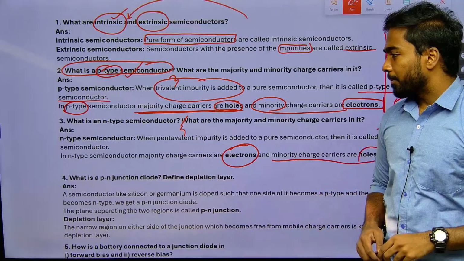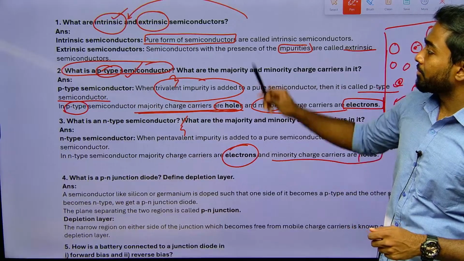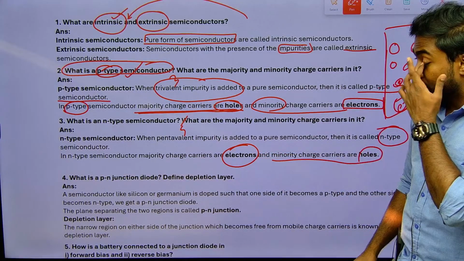Yes, people are joining. You can look at the 3 questions and we can go for the next questions.